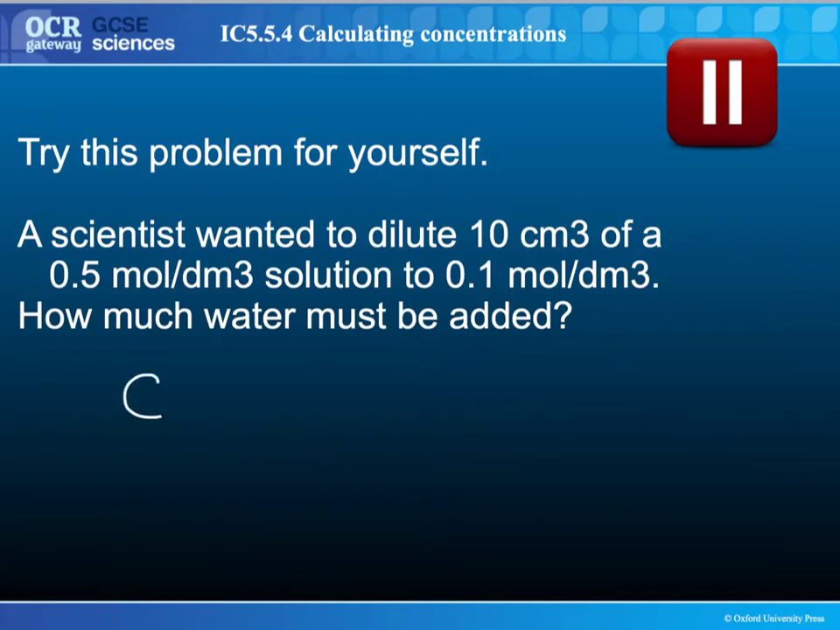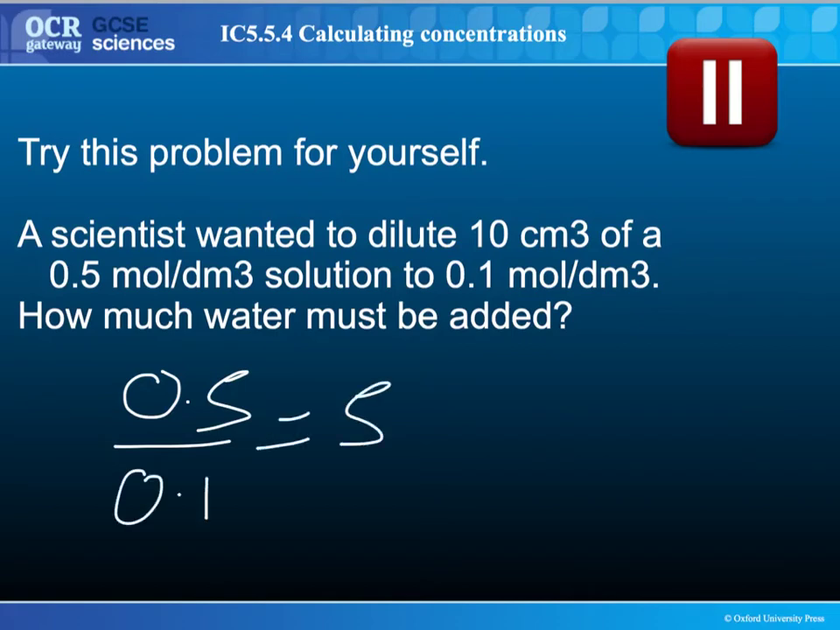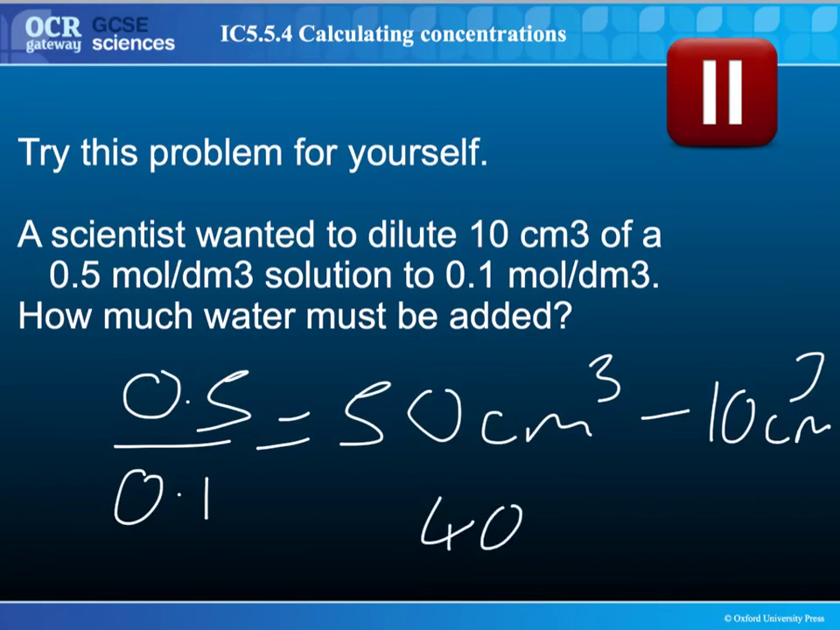The way I do this, it's a 5-fold dilution. 0.5 divided by 0.1 gives you 5. So your end volume is going to be 5 times that, so it's going to be 50 cubic centimetres, minus your starting volume of 10, so you need to add 40 cubic centimetres of water.